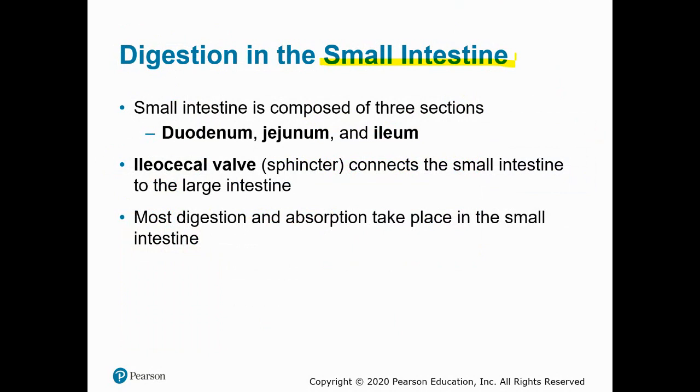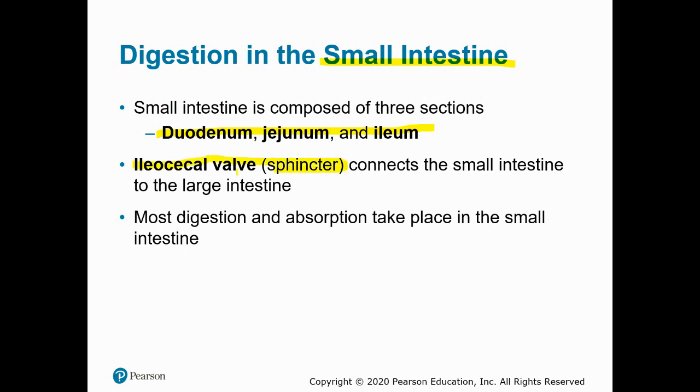Moving on to the small intestine. So again, that chyme is going to pass from the stomach to the small intestine. The small intestine has three parts in chronological order. So the duodenum is the part of the small intestine that receives the chyme from the stomach. So we call it the first part of the small intestine. The jejunum is kind of the major part of the small intestine. And then the ileum connects to the colon, right, connects to the large intestine.